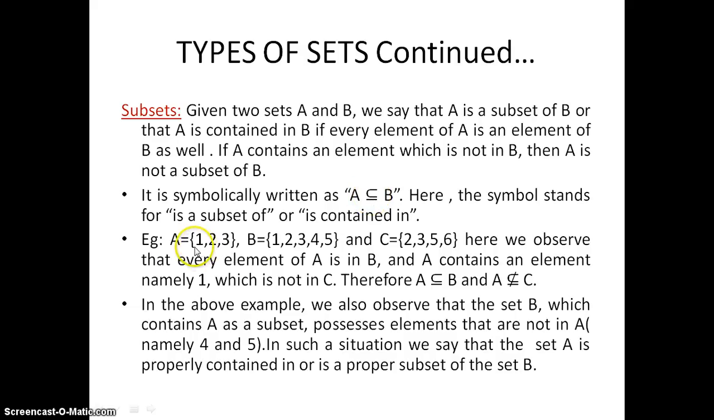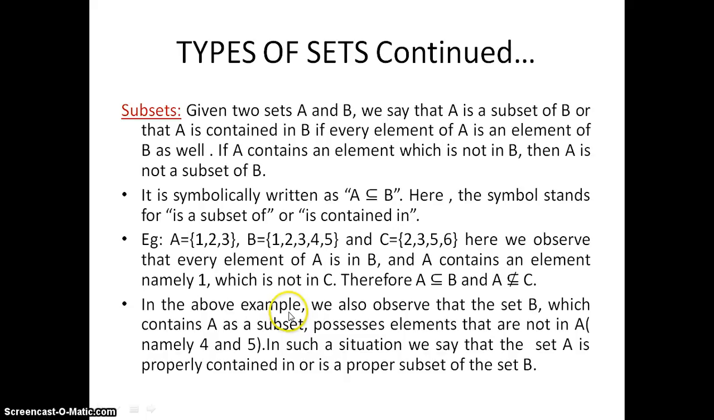So let's consider an example. Set A is equal to {1, 2, 3}. Set B is equal to {1, 2, 3, 4, 5} and set C is equal to {2, 3, 5, 6}. Here we observe that every element of A is in B, that is, the elements 1, 2, 3 of set A are present in set B. Set A contains an element, namely 1, which is not in C. Therefore we can say that A is a subset of B and A is not a subset of C.